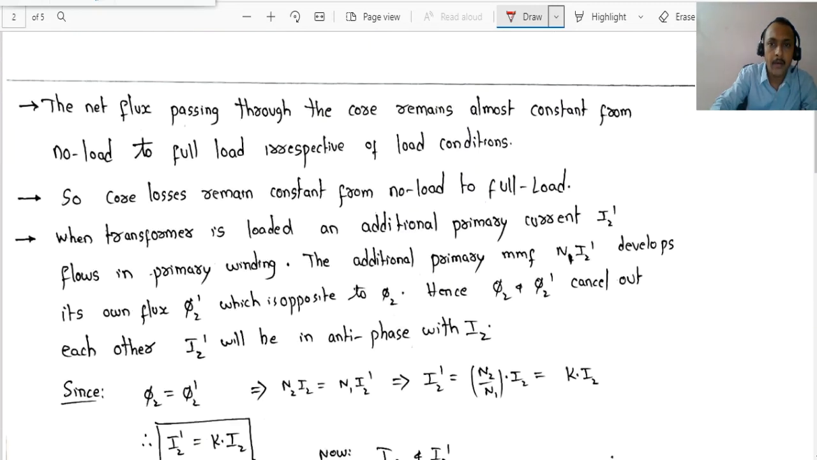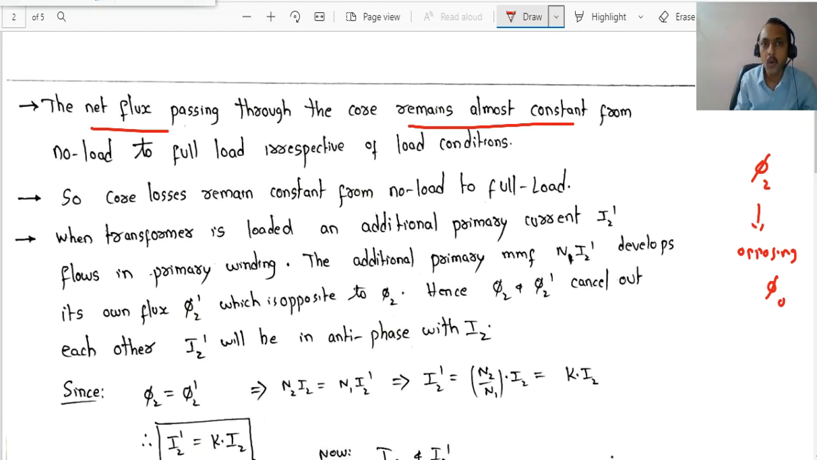Even though some flux phi2 is established because of the current flowing in the secondary, and it is opposing phi naught, overall the net flux will remain constant. The net flux throughout the core, irrespective of the load condition, whether it is fully loaded or there is no load, its value will be almost constant.